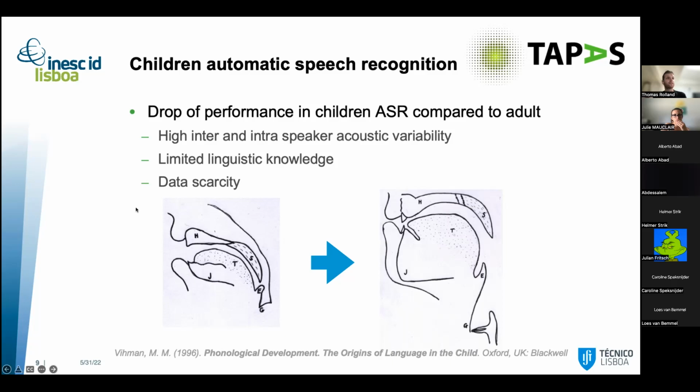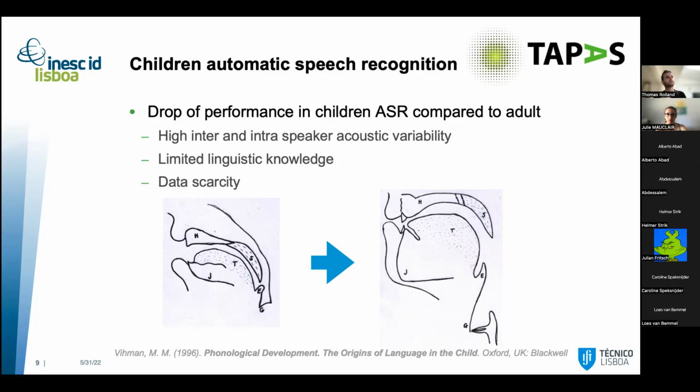Then we also have limited linguistic knowledge. You can't really expect 6 or 7-year-old children to use sentences and vocabulary as complex as an adult's. Usually when you train a model on adults, the language model is trained on the sentence construction and vocabulary of adults and not of children.